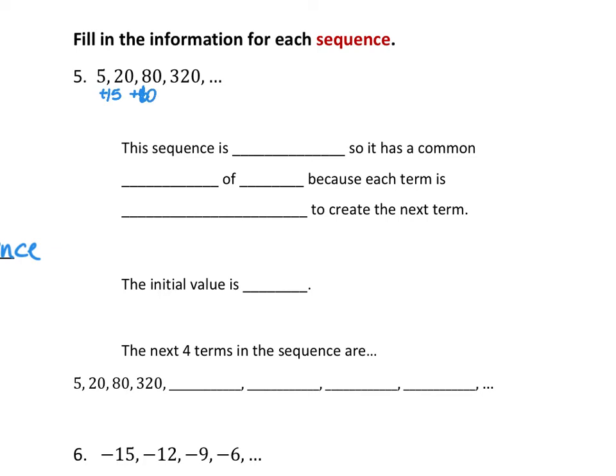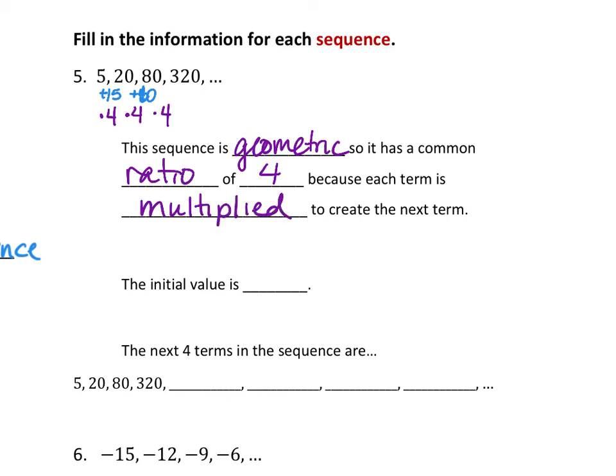So we try multiplication. To get from 5 to 20, I'm going to multiply by 4. 20 to 80, multiply by 4. 80 to 320, multiply by 4. Great. Since that number is the same the whole time, this is a geometric sequence. So it has a common ratio of 4 because each term is multiplied by 4 to create the next term.